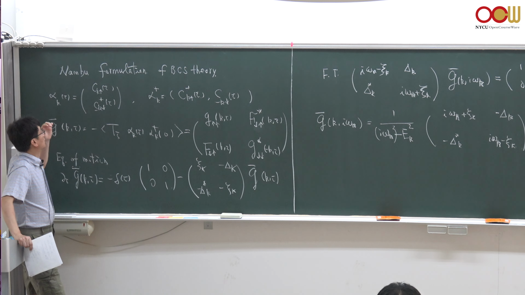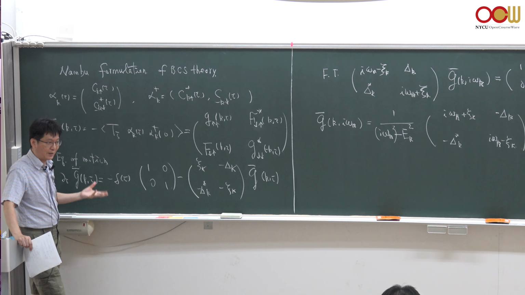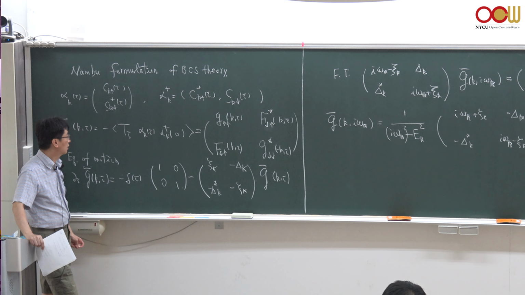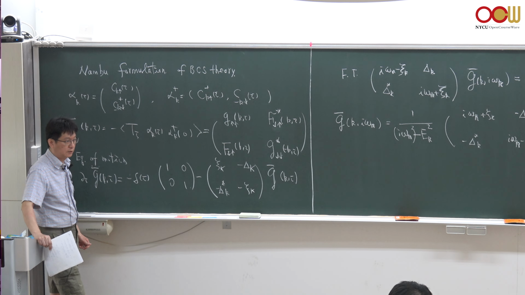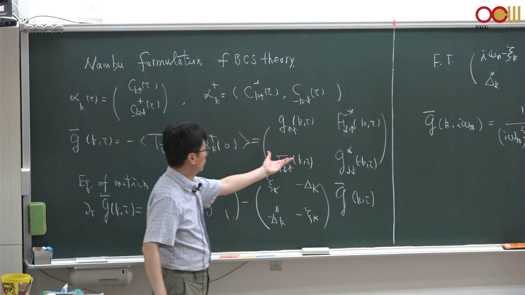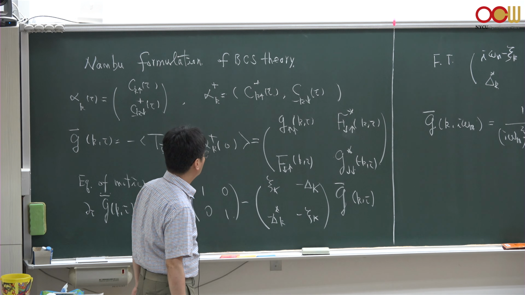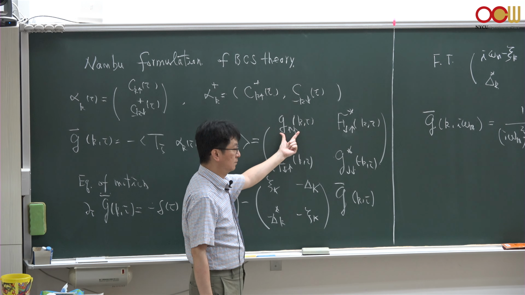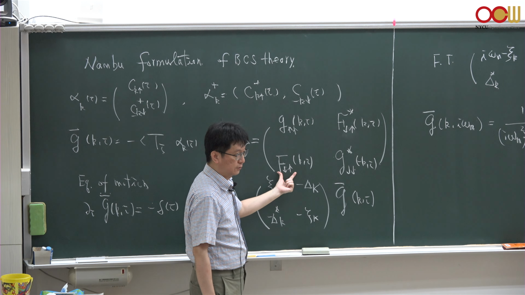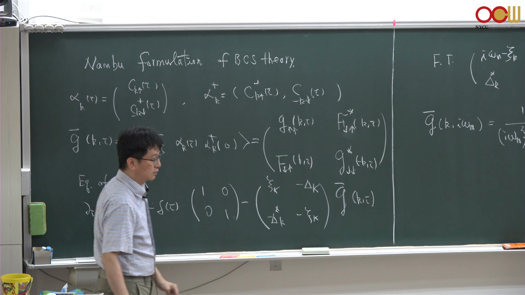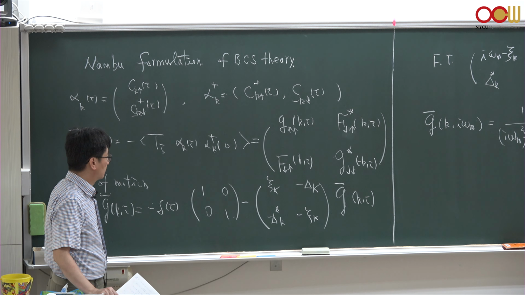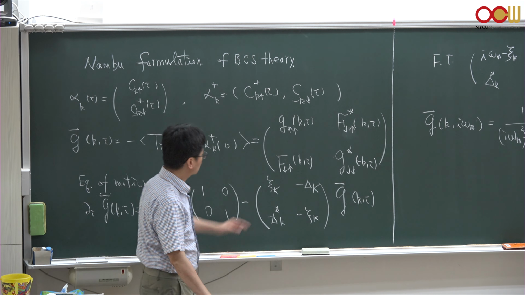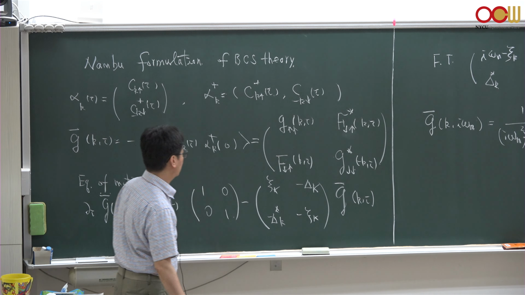So Nambu invented a compact notation which is based on the 2x2 matrix representation of the Green's function in the BCS state, which is given by this kind of a 2x2 matrix. And we have derived the equation of motion for, say, G alpha beta, and also this F anomalous Green's function, the off-diagonal Green's function, F alpha beta. But we could combine these two Green's functions in a compact notation like this.